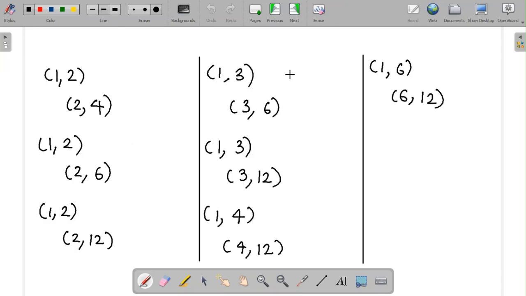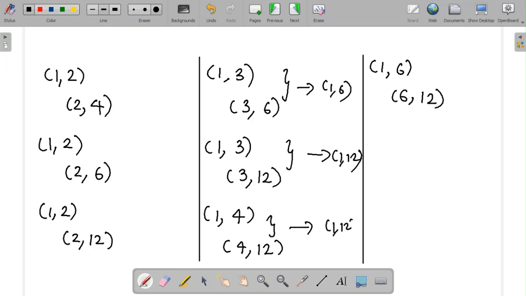Similarly, combining (1, 3) and (3, 6) should result in (1, 6). (1, 3) and (3, 12) should result in (1, 12). (1, 4) and (4, 12) should result in (1, 12). (1, 6) and (6, 12) should result in (1, 12). So this completes all ordered pairs which begin with the number 1, and in each case we see that the transitive nature is clearly observed.